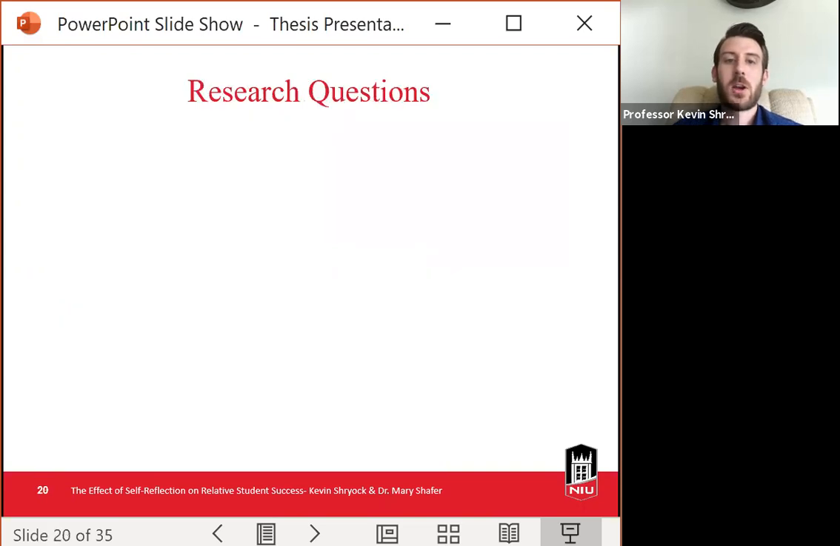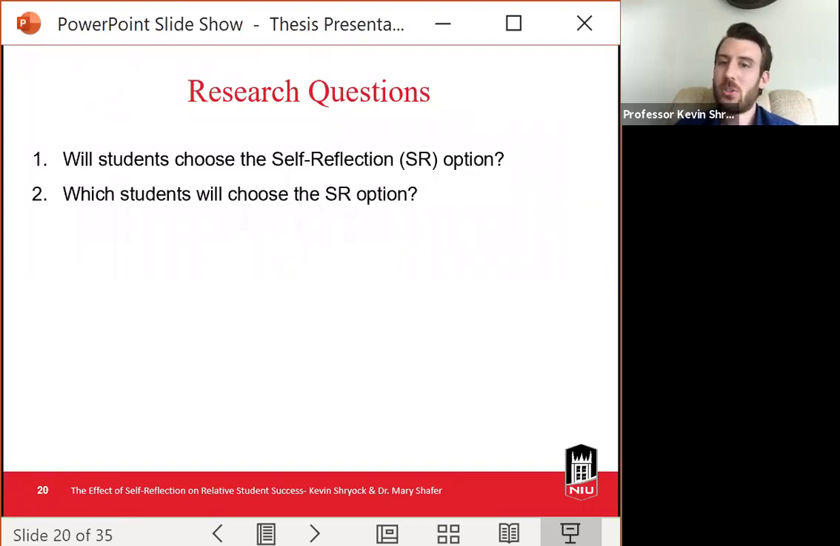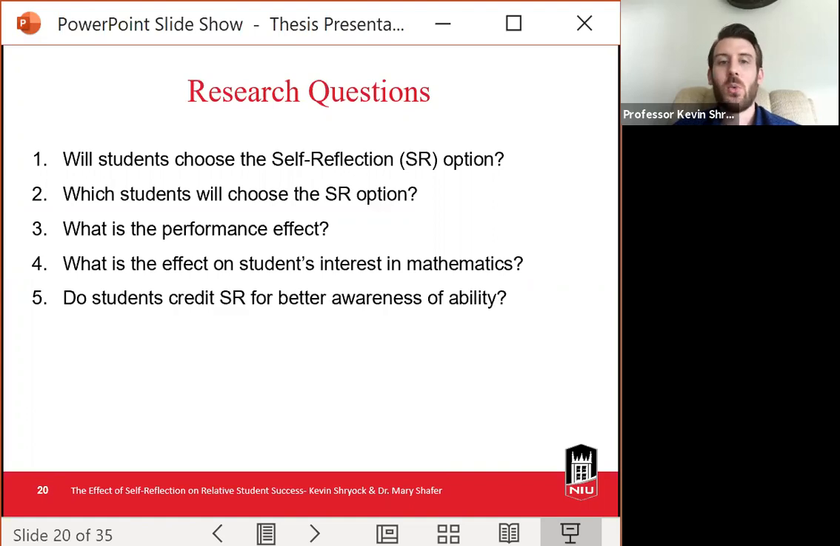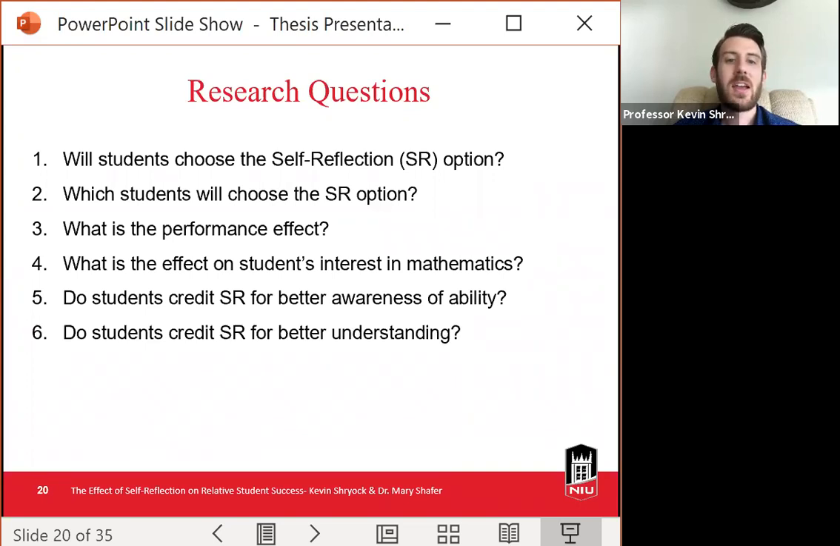Now, this framework sparked many questions, such as whether or not this option would be attractive to students. If so, which students might be attracted to it? Would there be an effect on performance similar to what Hattie had found? Would this affect a student's interest in mathematics? Would students feel that the self-reflection option was to be credited for their improved awareness and their understanding? Would students get better at reflecting throughout the semester? And lastly, what would be the effect on students ultimately passing the class?